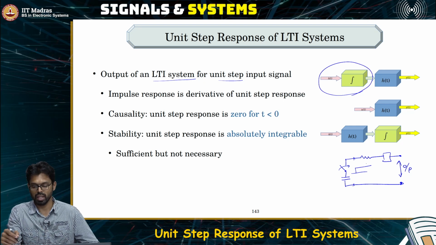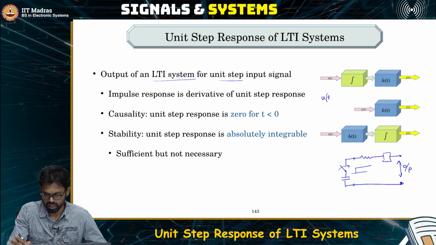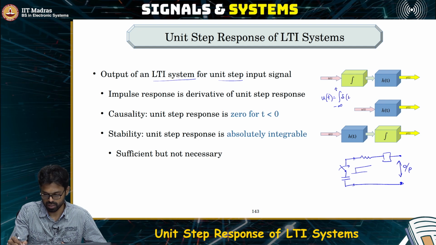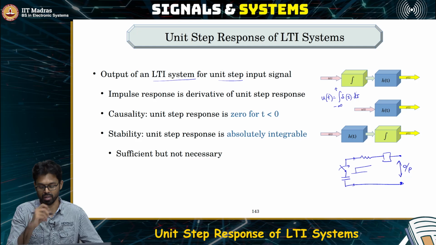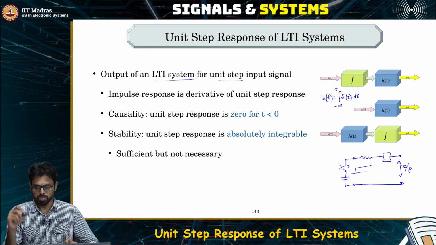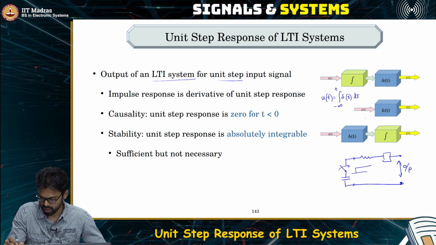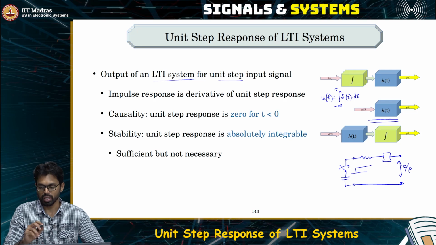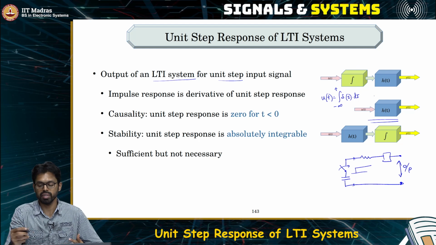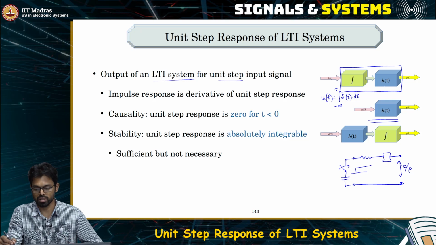This unit step can in fact be represented as what? u of t is nothing but the integral of the Dirac delta signal. Remember, this is what we saw earlier. So you can represent the unit step as the integral of the Dirac delta signal. When you apply the unit step signal to a system, it is as good as adding an integrator block in front of it and then feeding the impulse signal to this entire system and observing its output.